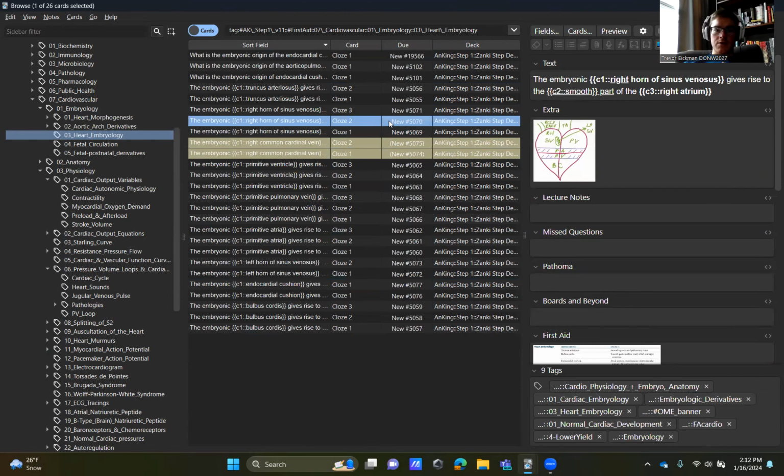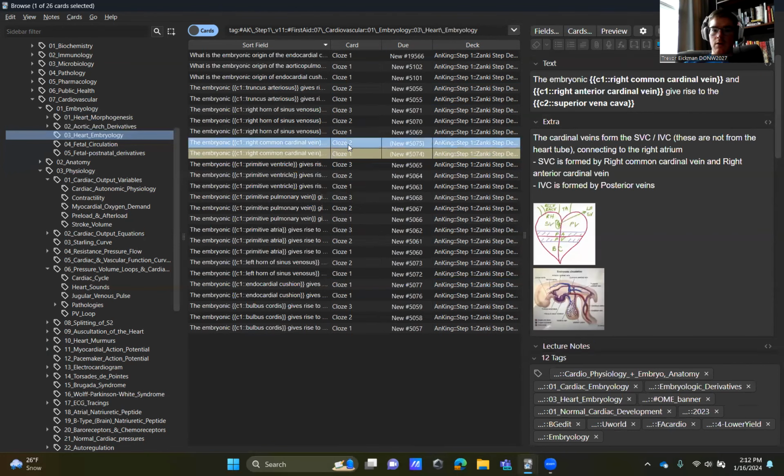And then in the embryology for the heart specifically, you can grab all of them. The ones I left out are these two cards about the right common cardinal vein and the right anterior cardinal vein giving rise to the superior vena cava. That is not what she had in the lecture. So I figured I'm just not going to learn it quite yet. I'll save that for boards just because I don't want to get confused.